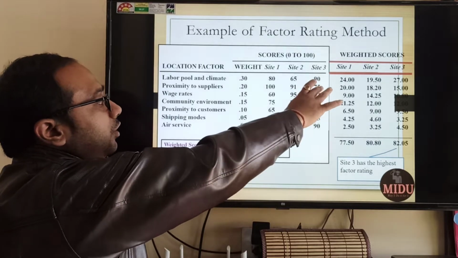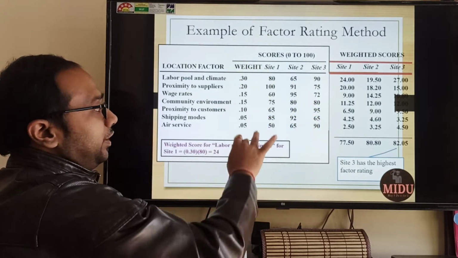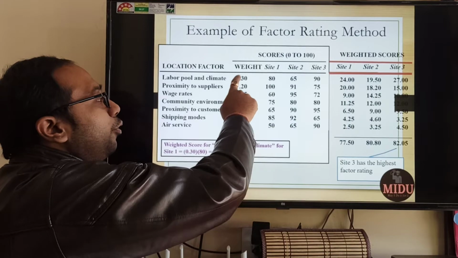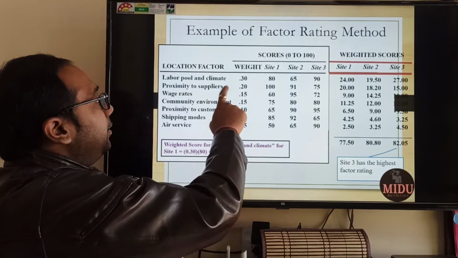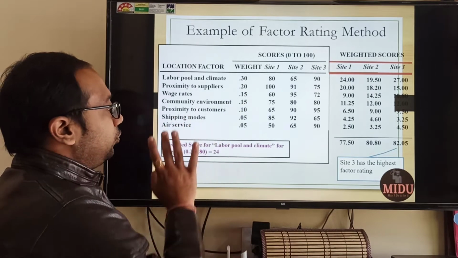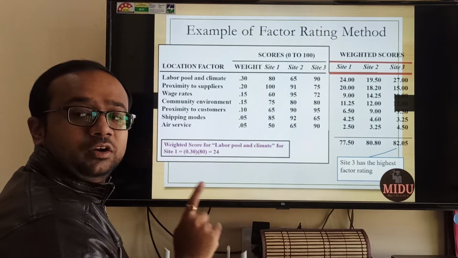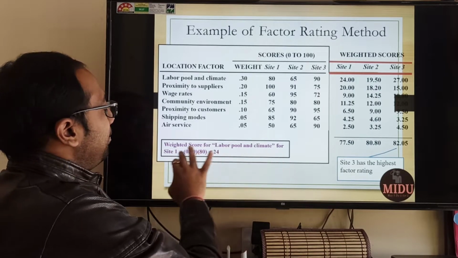But just because of this, we cannot decide which factor to give importance to. That is why we have this weightage. So out of 100%, 0.3 means 30%. 30% weightage is for labor pool and climate, 20% to proximity to suppliers, and so forth. Now, to calculate a weighted score for each point, for example, the weighted score for labor pool and climate for site 1.